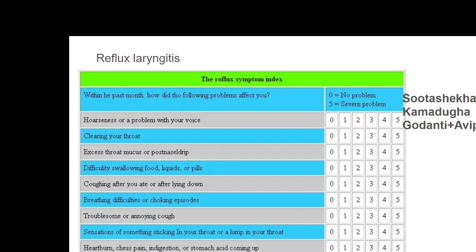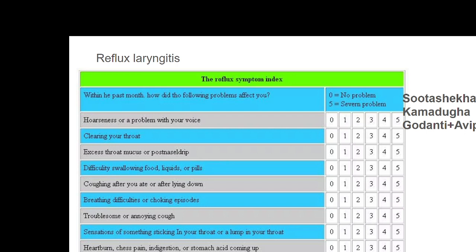The standard guideline is a questionnaire, and depending upon the score you get, each question is graded 0 to 5, like whether there is hoarseness or a problem with your voice, whether it is only hoarseness or whether you are having difficulty in speaking. Usually reflux laryngitis would have only the hoarseness. The patient would not have difficulty in speaking, and pain would not be that much.